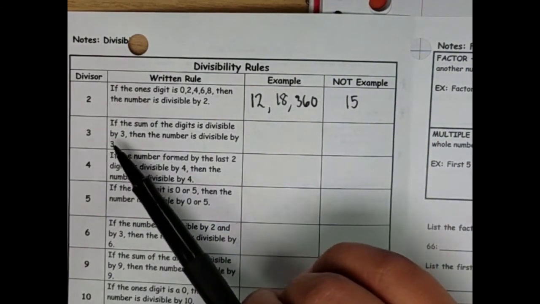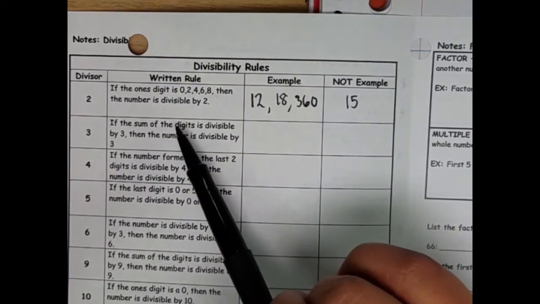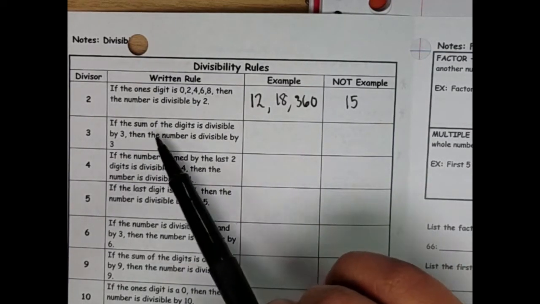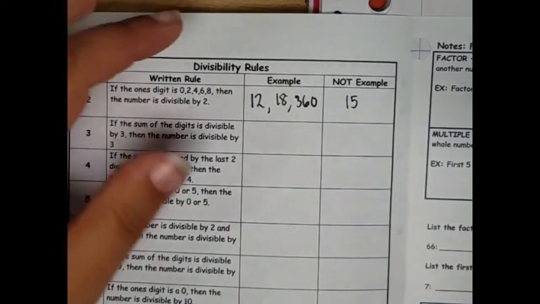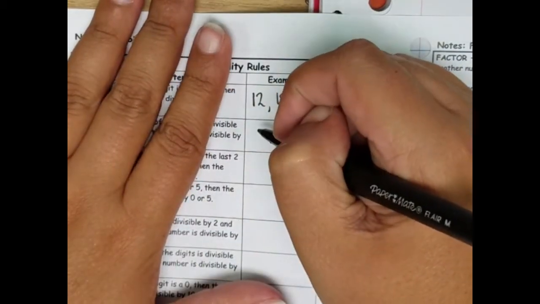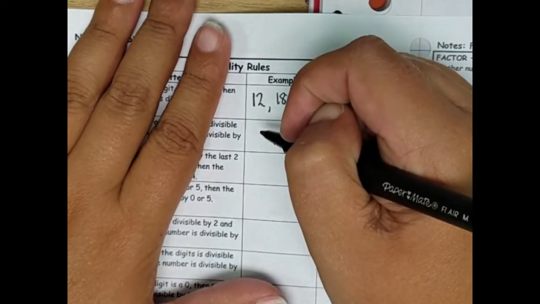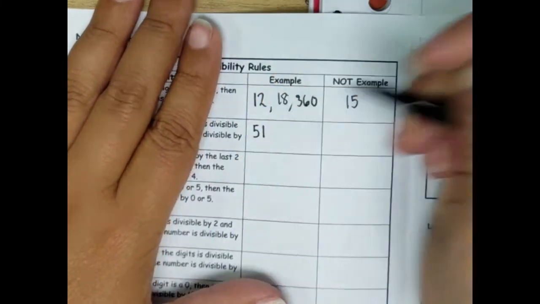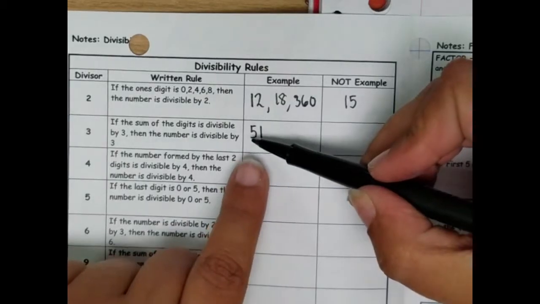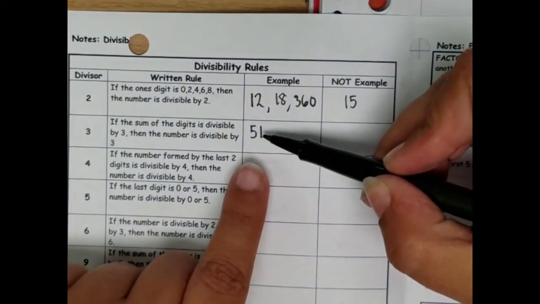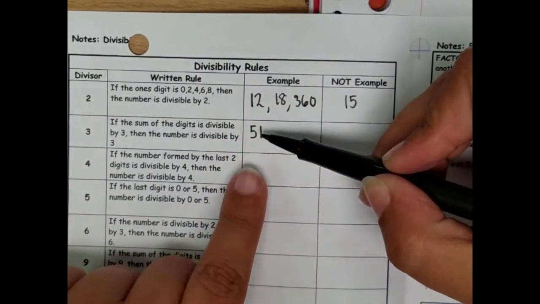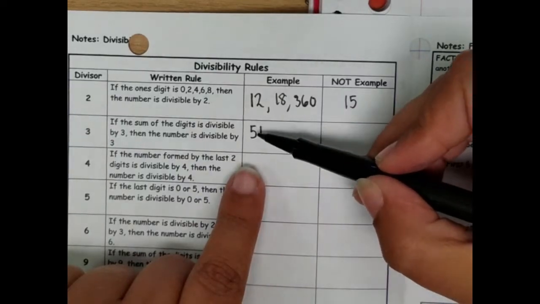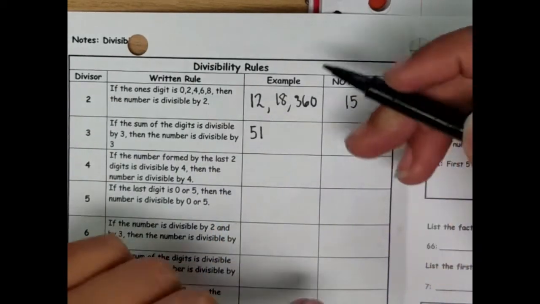The next one is 3. This one's super cool. If the sum of the digits is divisible by 3, then the number is divisible by 3. So let me give you an example. So I'm going to give you a number that maybe you're not sure if it's divisible by 3, so let's do 51. So what you do is you take the 5 plus the 1 that makes 6. Is 6 divisible by 3? It is, so therefore 51 is divisible by 3.